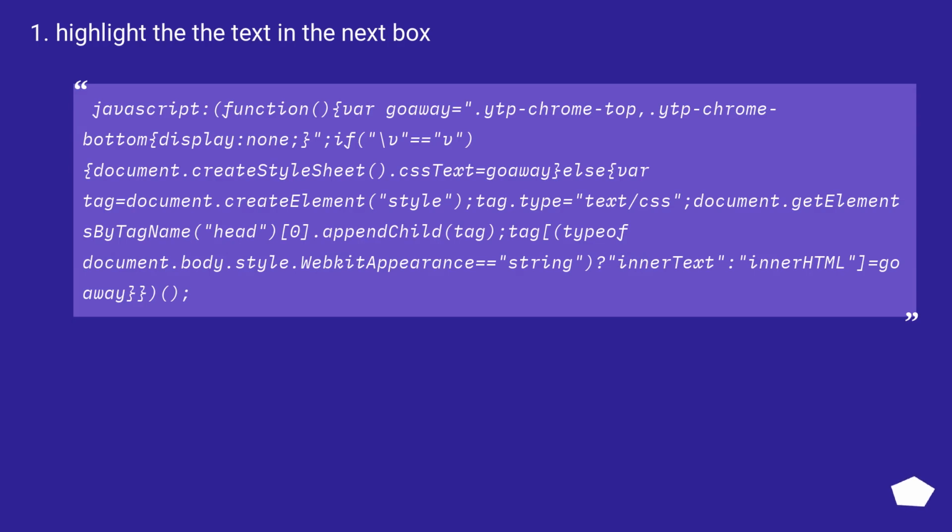JavaScript: function, var goAway = '.ytp-chrome-top, .ytp-chrome-bottom {display: none}'; if (v == v) document.createStyleSheet().cssText = goAway; else var tag = document.createElement('style'); tag.type = 'text/css'; document.getElementsByTagName('head')[0].appendChild(tag); tag.innerText = goAway.